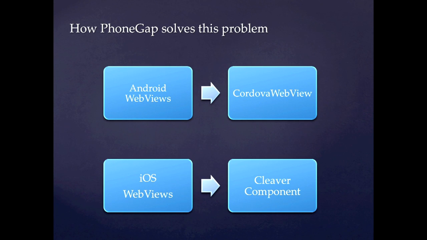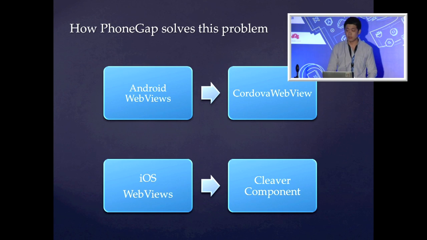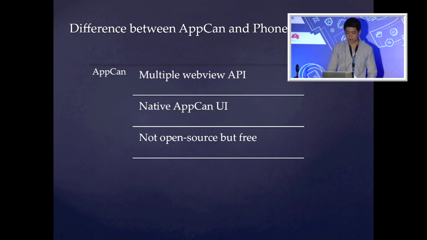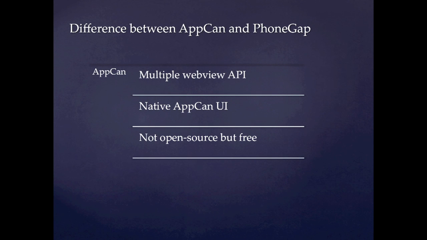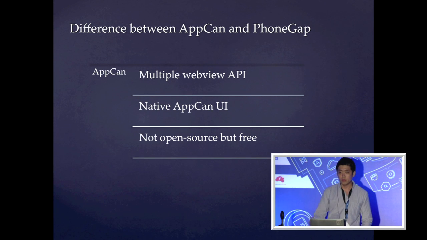PhoneGap does have a solution, although it's not commonly used by people. For Android web views, PhoneGap uses Cordova WebView, and for iOS web views, it uses Cleaver Component. But these are not really commonly used, and they work more like components instead of the core application. And how AppCan does this is that by default, it has a multiple WebView API. And it has the native AppCan UI, which is a built-in UI framework. It's not open source at the moment, but it's free to use.